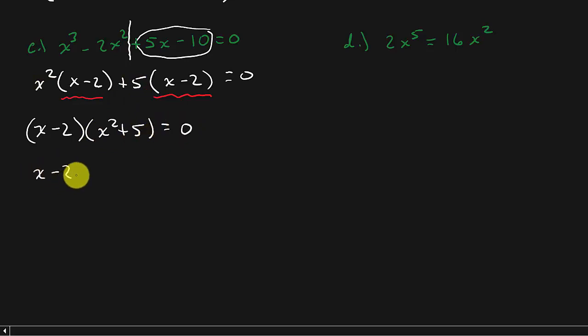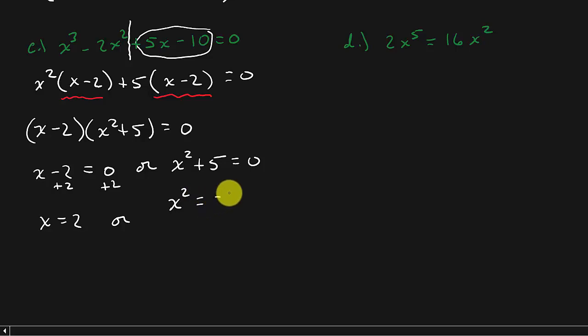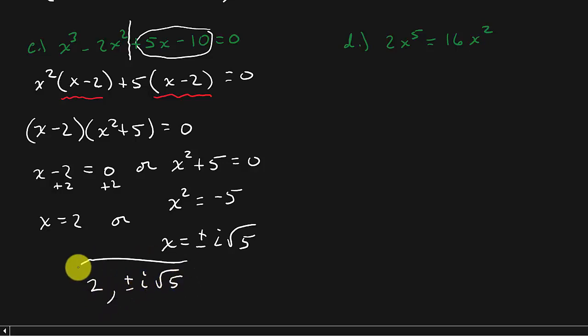And so I get x minus 2 equals 0, or x squared plus 5 equals 0. So I'll add 2 to both sides, so x equals 2, or, and then here I can use the square root property again. So x squared equals -5, and so x is equal to plus or minus the square root of -5, that would give us i square root of 5. So I would get 2 plus or minus i square root of 5.